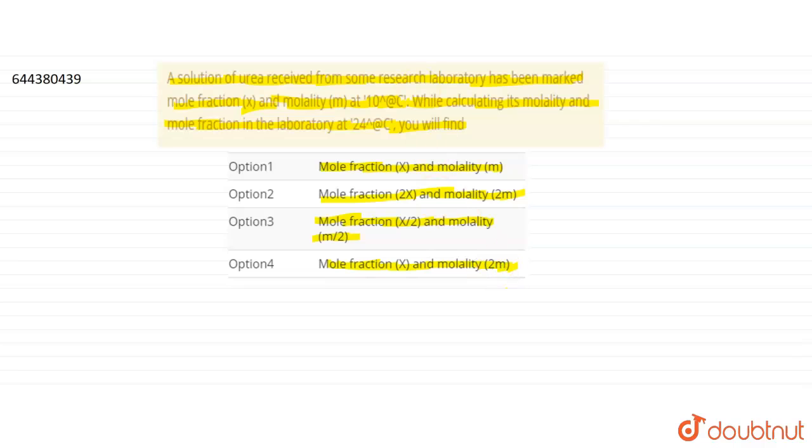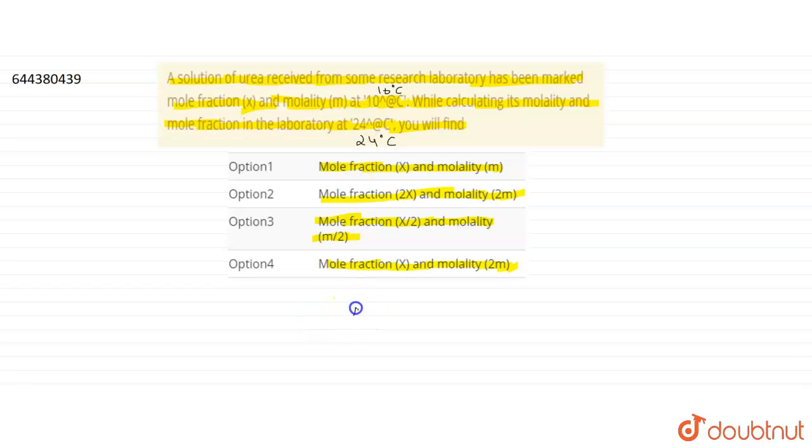So this is a very basic question, guys. We have the molality of a urea solution and the mole fraction of a urea solution at 10 degrees Celsius as X and M, and we need to give the information about the molality and mole fraction at 24 degrees Celsius. Okay, so this is a very basic question.